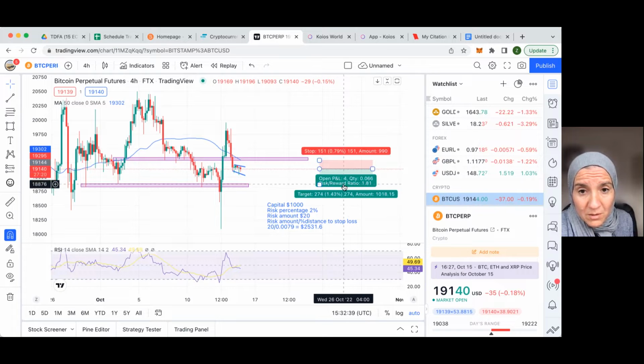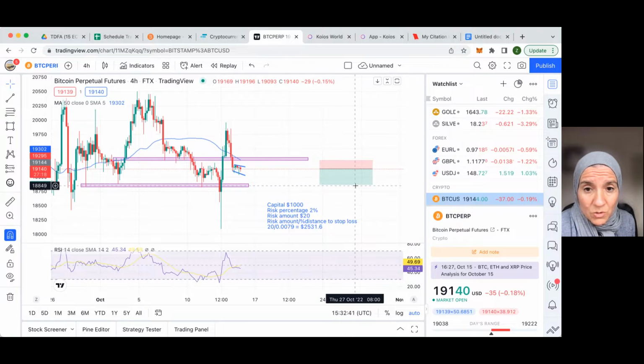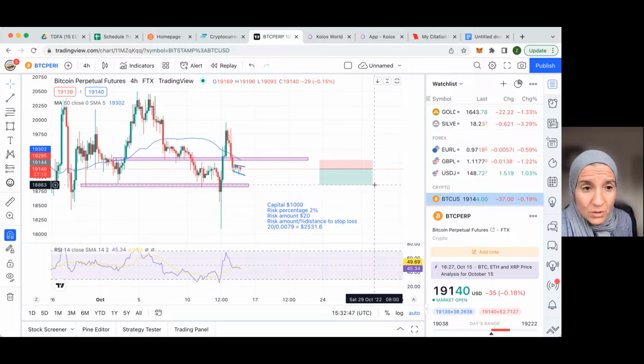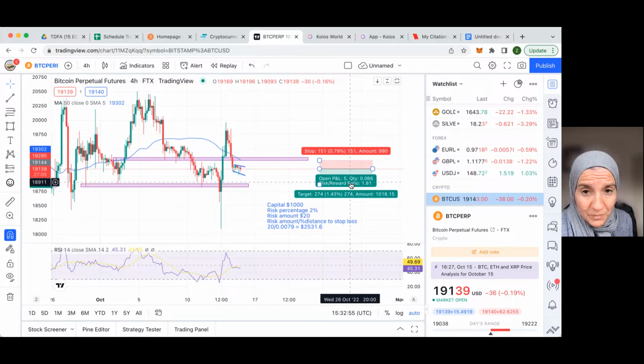And as I said, then to buy again and make up for the transaction, I would do it at 18863 here at this level.